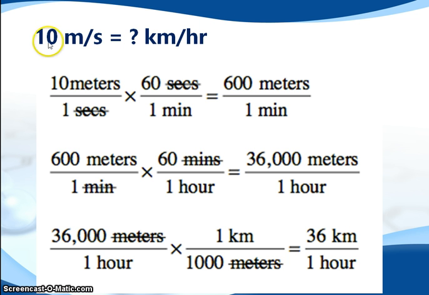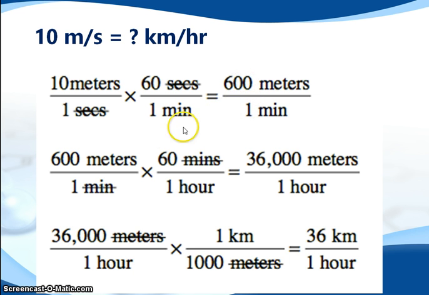Let's figure out how many kilometers per hour 10 meters per second equals. So we have 10 meters over 1 second. We know that there are 60 seconds per minute. So let's find the calculation for that. 10 meters times 60 seconds over 1 minute. Notice how the seconds in each of these boxes cancels out. Equals 600 meters over 1 minute.